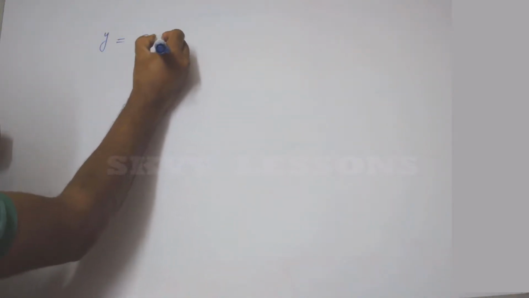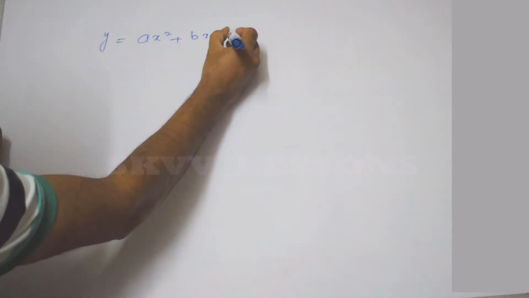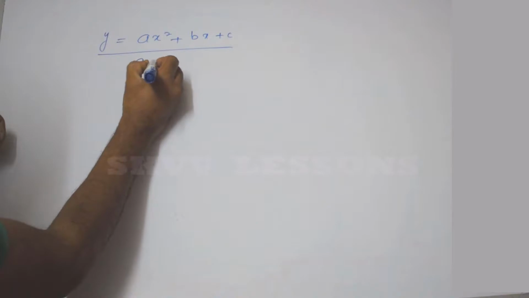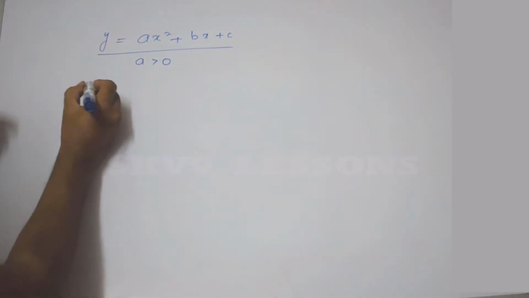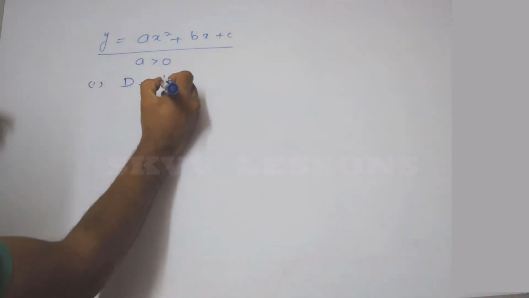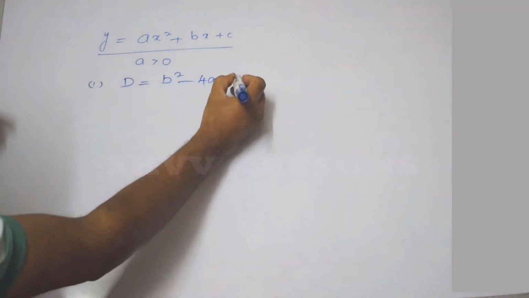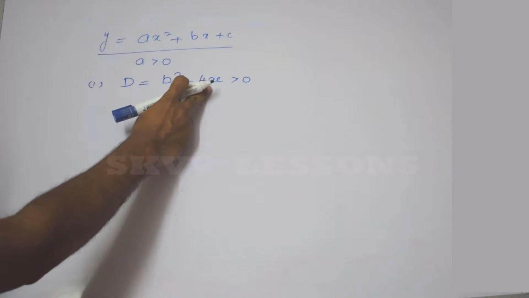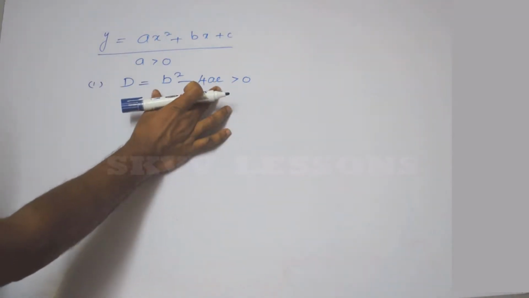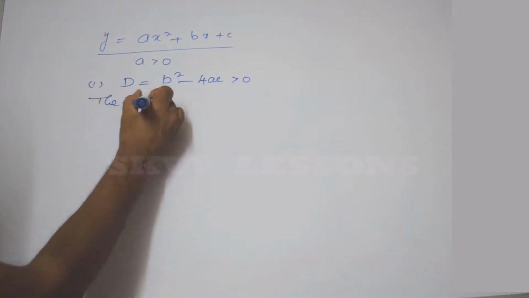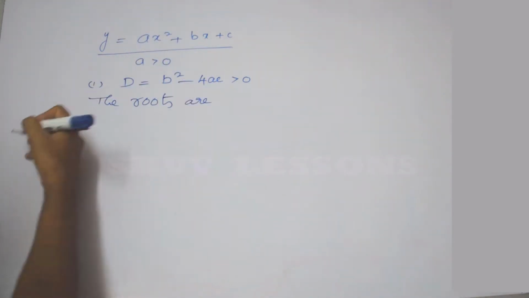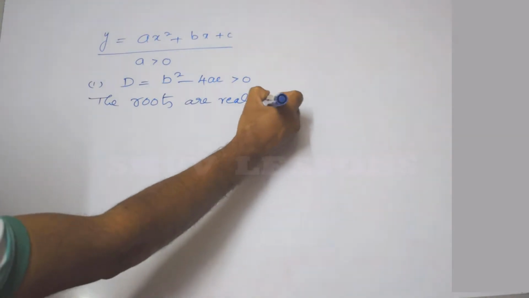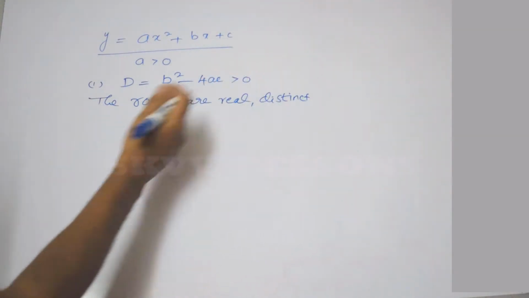Now I will take the first case. y equals ax square plus bx plus c, where I am considering a to be positive. Now the first case is that I take the discriminant D equals b square minus 4ac to be positive. We know by the nature of the roots that whenever the discriminant is positive, the roots of the quadratic equation ax square plus bx plus c equals 0 are real and distinct.